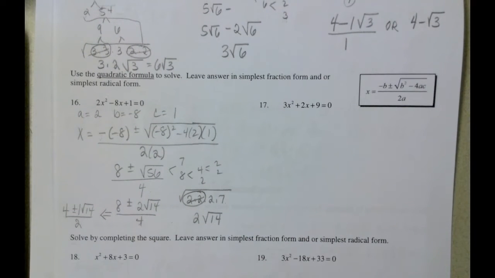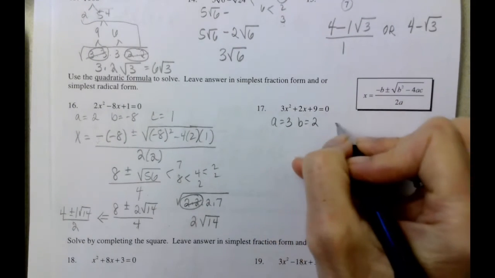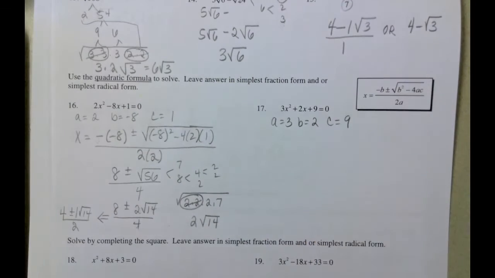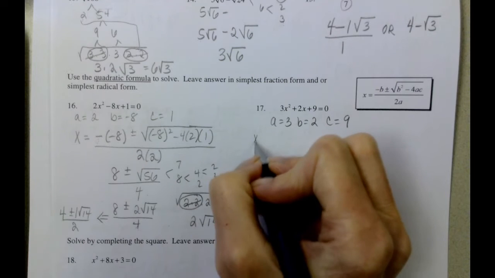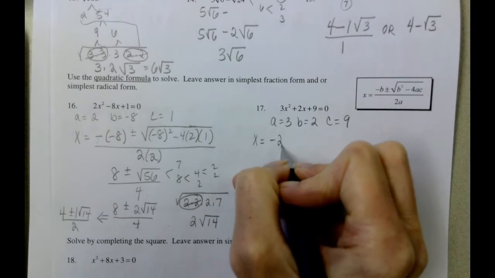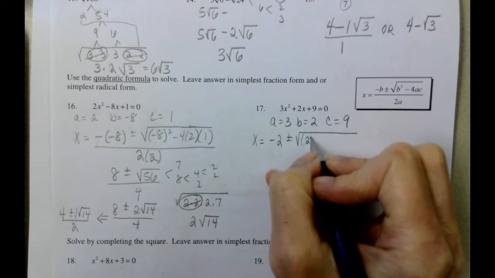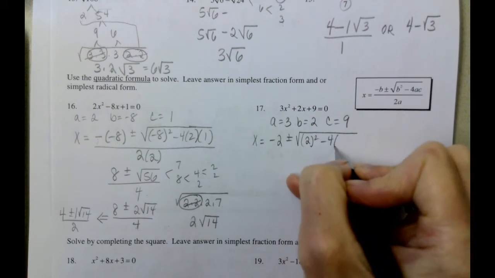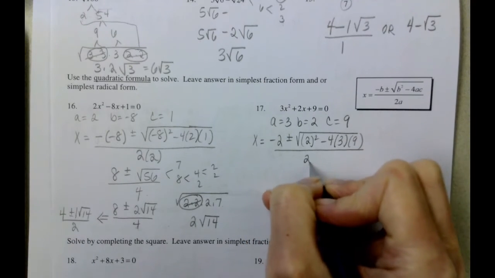If we look over here on problem number 17, again, the nice thing is the equation is already set equal to 0, so we've got that. We can start by identifying A is 3, B is 2, C is 9, and we fill this in. We get x equals negative 2 plus or minus the square root of B squared minus 4 times A times C, all divided by 2 times A.